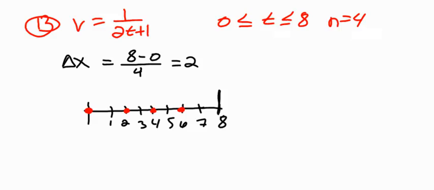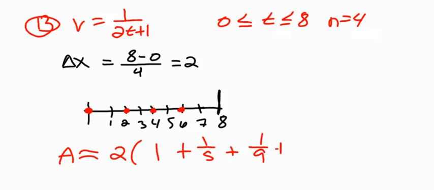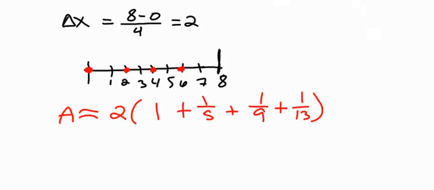If you want, you can plug and chug in that separately and then add up. But if I know the width is 2, I'm pulling out the 2 as a GCF from all the areas, and then I'm just going to calculate, plugging 0 into this function, I get 1 for the first one. And then if I plug in 2 for t, I should get 1/5. Plugging 4 in, I should get 1/9. And plugging 6 in, I should get 1/13. And then I sum those up and multiply by 2 at the end here.